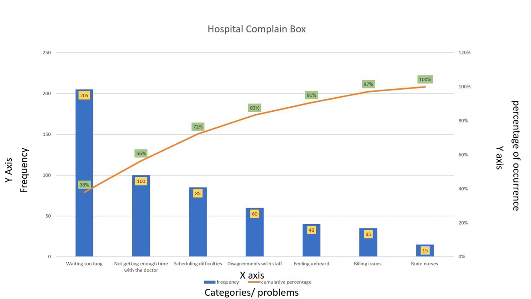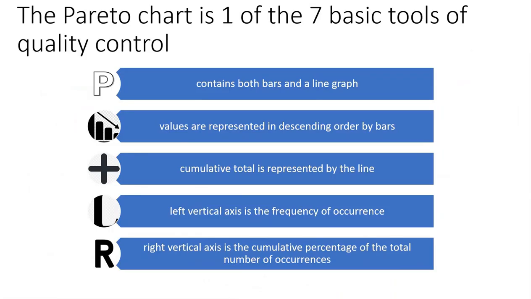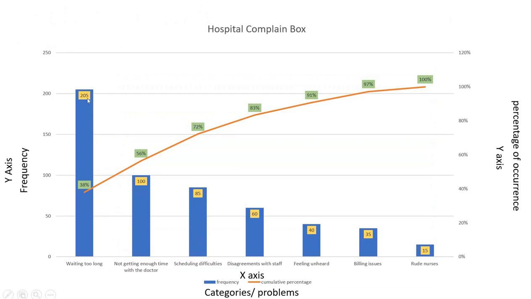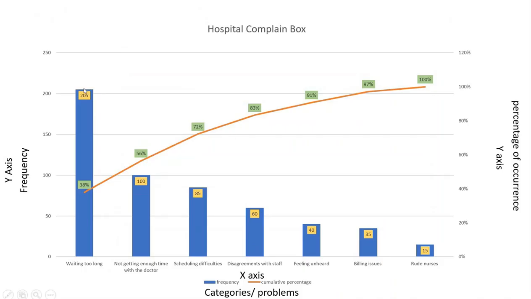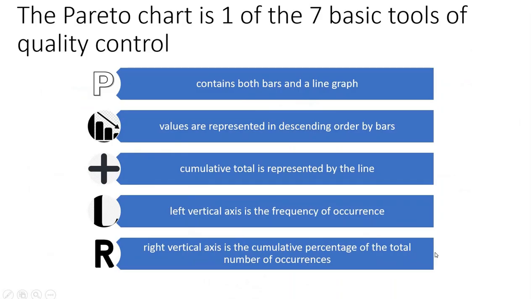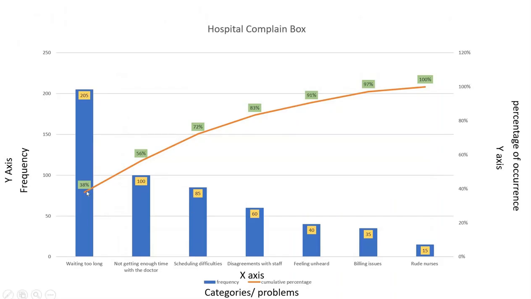Now what are the principles of the Pareto chart? It contains bars and a line graph. There should be two things: the bars and the line graph. Values are always represented in descending order by the bars. The cumulative total is represented by the line.